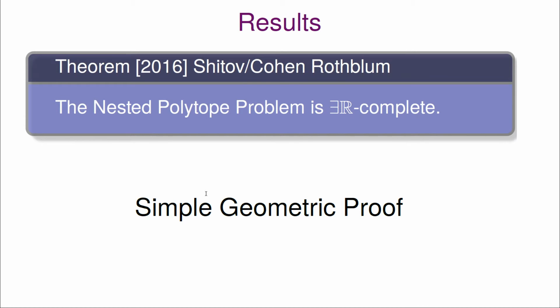Okay, so what is the result that we got? We showed that the nested polytope problem is ETR complete. We also figured out that this was already known, not explicitly pointed out, but if you read the paper of Shitov and a paper of Cohn and Rothblum, then you can get that result very easily. Here, in our paper, we give a simple geometric proof.